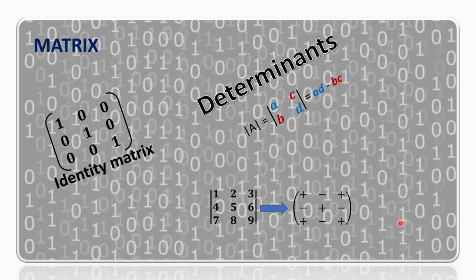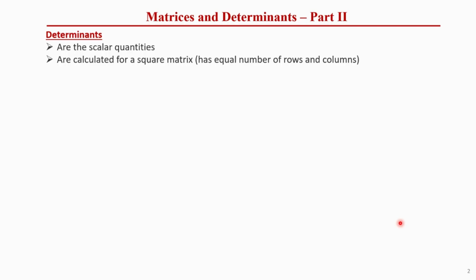In this tutorial, we will learn how to calculate the determinant of a 2 by 2 matrix, determine the minors, and find determinants of a 3 by 3 matrix. So let's get started with determinants.